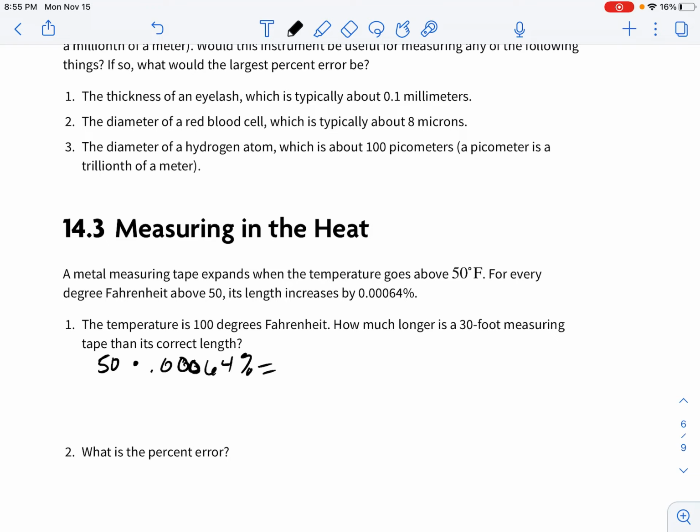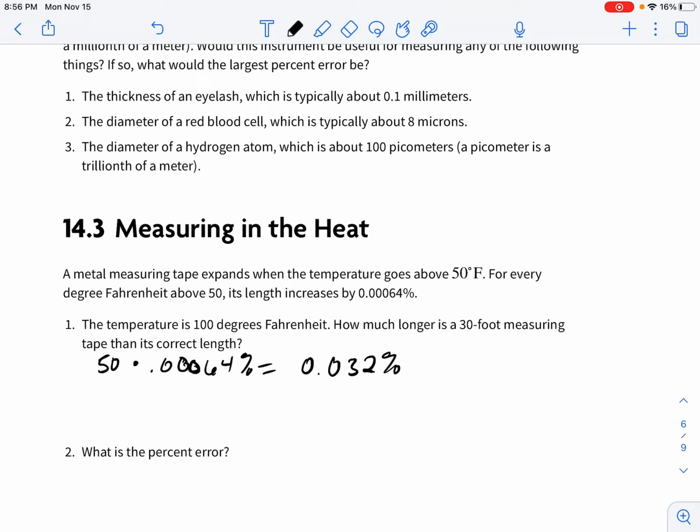So when you times that by 50, you're going to get 0.0, I believe it is 32%. So that's what we get. So it's going to be that percent error just from the increase of the 50 degrees.